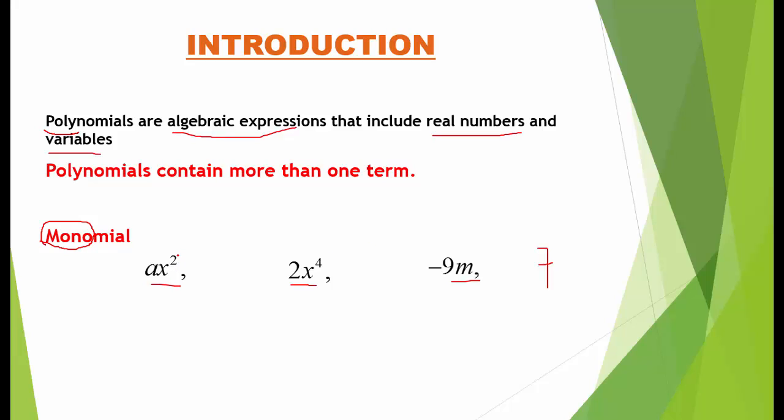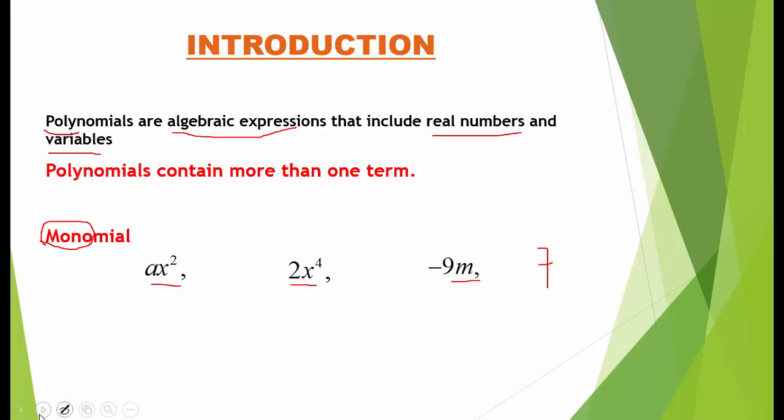Here these contain only the x square term, and this is the x to the power 4 term, and this is single x or say m. Meaning a single term, where the power of the variable is 4 here, and the power of the variable is 2 here. These are single-term expressions.